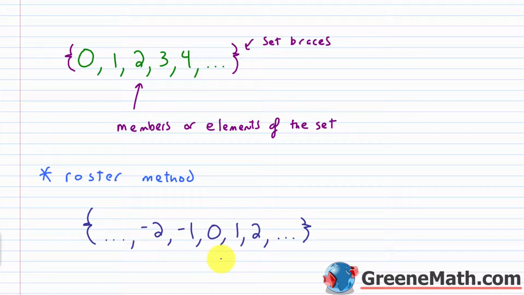And again, it's clear whether something's in that set or not. If I gave you the number 0.675, it's clear that that's not an integer. It's not in that set.